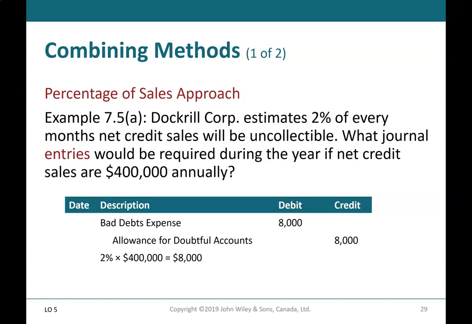Combining methods 1 of 2, percentage of sales approach. Example 7.5a. Dockrell Corp estimates 2% of every month's net credit sales will be uncollectible. What journal entries would be required during the year if net credit sales are $400,000 annually? You would debit bad debt expense for $8,000 and credit allowance for doubtful accounts for $8,000, so it's just the 2% times the $400,000.